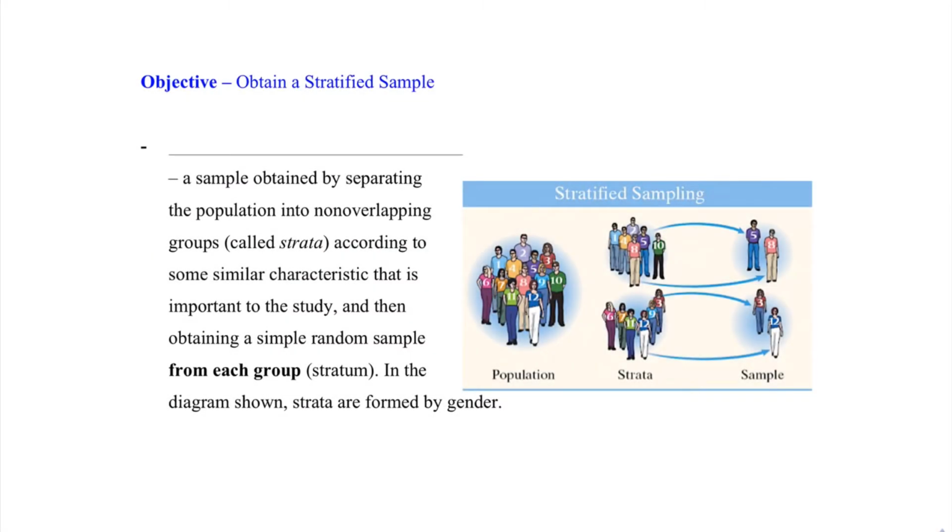Jumping into our first objective then, we want to obtain a stratified sample, which means we need to discuss what a stratified sample is. The idea with stratified samples is that we separate our population into non-overlapping groups. We call these groups strata. In this diagram, we're separating our population by gender. Once we have the population separated, we obtain an SRS, as previously discussed, from each group. That would be your stratified sample.